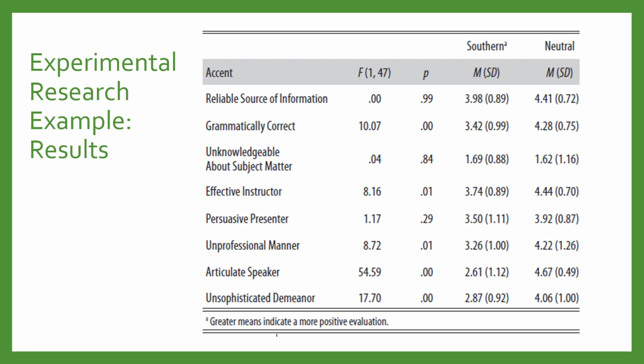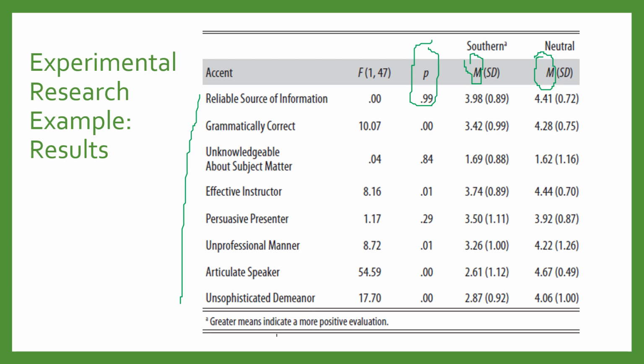So let's take a look at the p-values, right? The p-values and the means for each group. So you can see that we've got all the different ratings of competency listed, and then for each we have a p-value, then the mean for the folks in the southern condition, and then the mean for the people in the neutral condition.